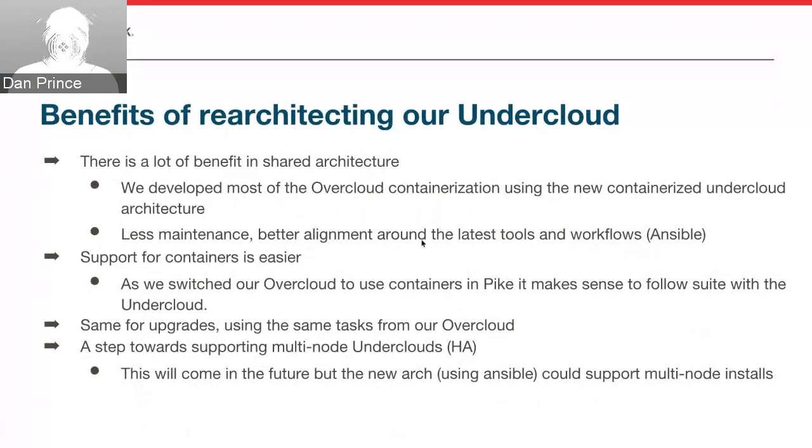Just a couple of points here. We were able to use the existing containerized undercloud architecture to develop a large majority of the services for the Overcloud in Pike. Many of the teams that engaged to write the services for the Overcloud were able to do so on just a single node setup, a single VM type setup, for really fast dev testing. It aligned us around the same tools and the same architecture, and by doing that, we were able to expedite the development of Overcloud services.